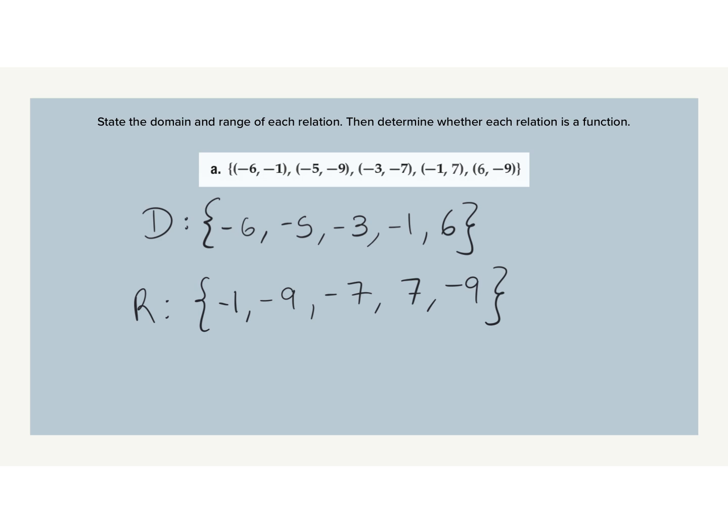Now, we have to determine whether each relation is a function. In this case, it is a function. The reason it is a function is because no x repeats. I'm going to write the reason. No x value repeats.